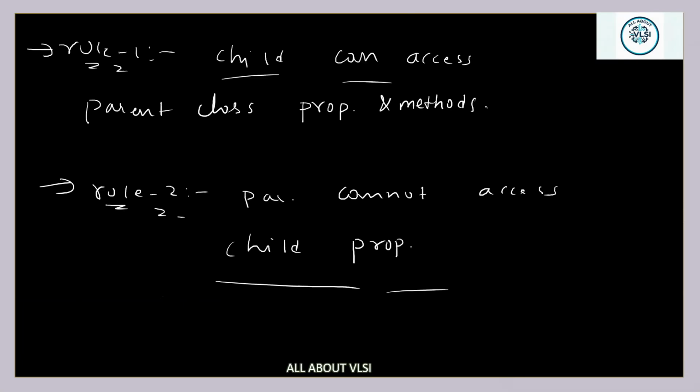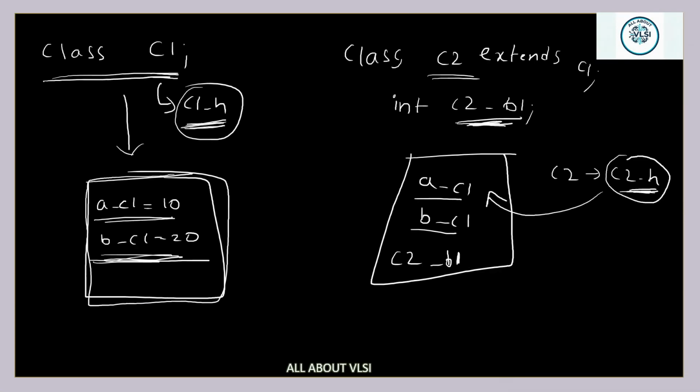Now, there are basically two rules in our inheritance. What are the two rules we have? Rule number one: the child can access the parent class properties. Rule number two: the parent cannot access the child class properties. This is what we have seen in our two rules. Now, let us see rule number three also. We will have one more rule. Let us try to understand that particular rule.